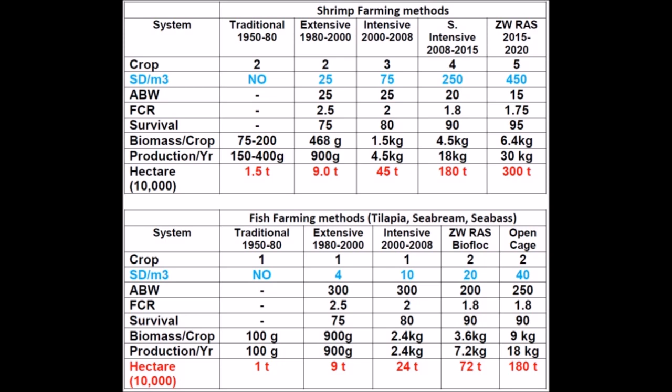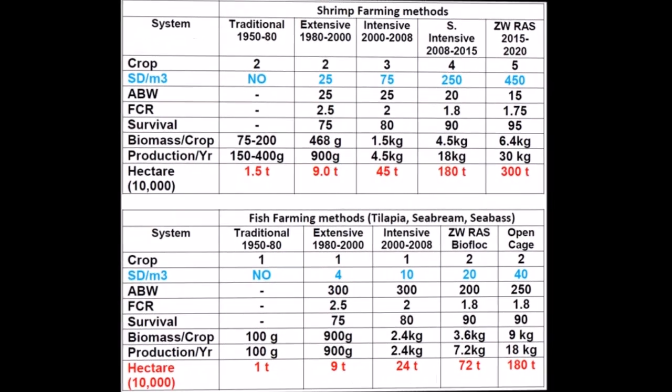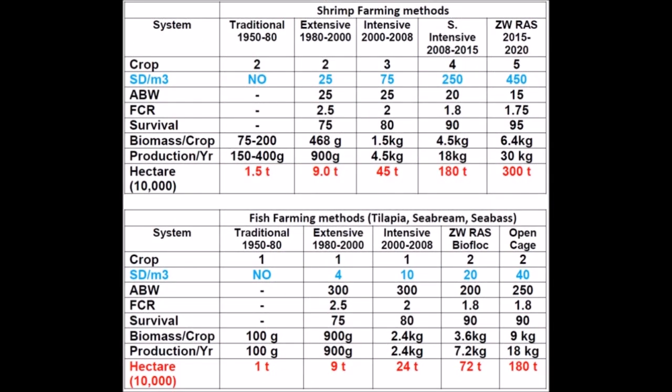After a period of time, by 2000, we enhanced the stocking density up to 75 pieces per meter cube from this 25. And in 2015, we developed the technique to stock 250 pieces per meter cube. And right now, we have developed the technology Z0 RAS, that means zero water discharge recirculating aquaculture system, to grow shrimp at 450 pieces per meter cube. So just think about the improvement of aquaculture production through the implementation of scientific knowledge.